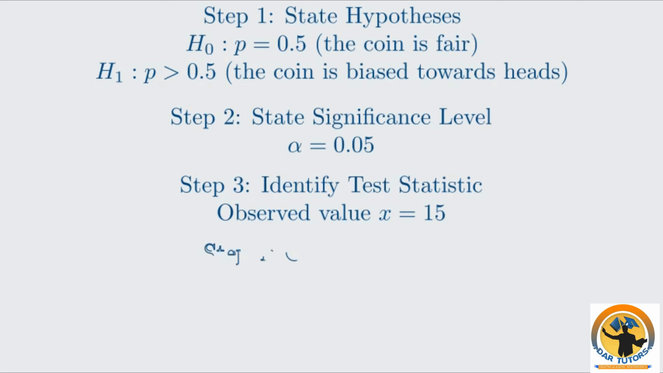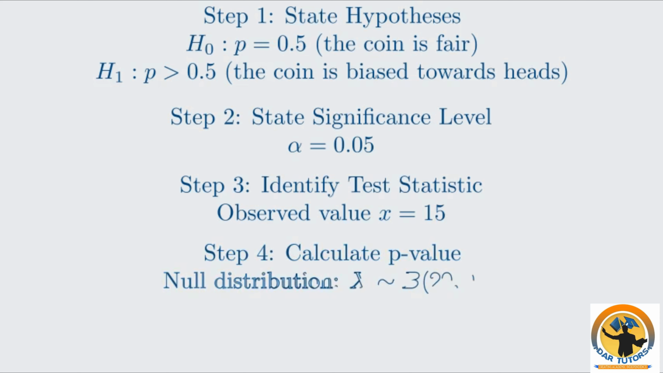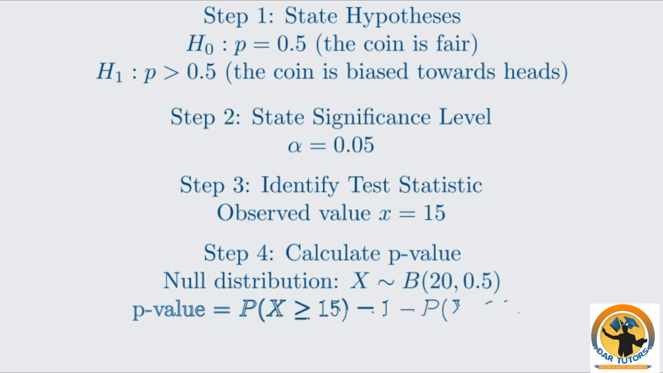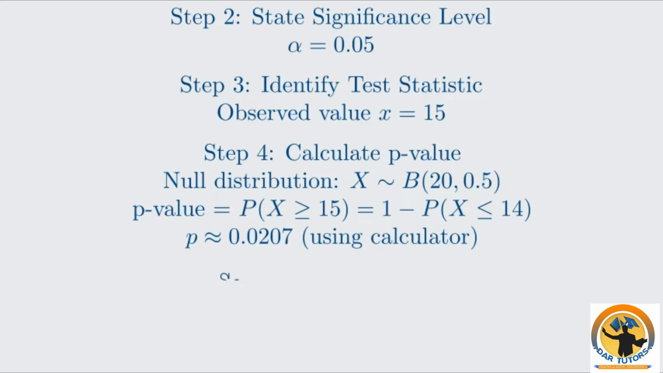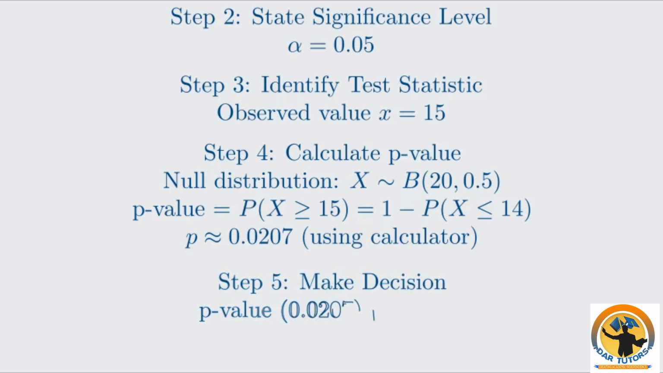Step 4. Calculate the p-value. Under the null hypothesis, our distribution is B(20, 0.5). Since our alternative is p greater than 0.5, we are looking at the upper tail. We want to find the probability of observing 15 or more heads. Using a calculator, the p-value is P(X ≥ 15), which is approximately 0.0207. Step 5. Make a decision. Our p-value of 0.0207 is less than our significance level alpha of 0.05. This is the criterion for rejecting the null hypothesis.